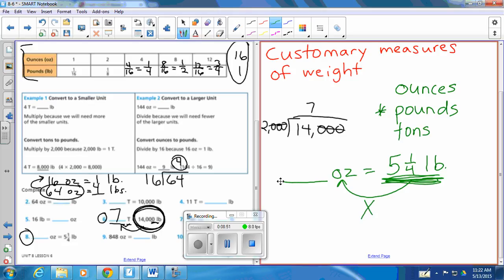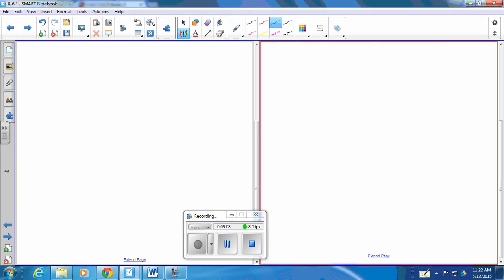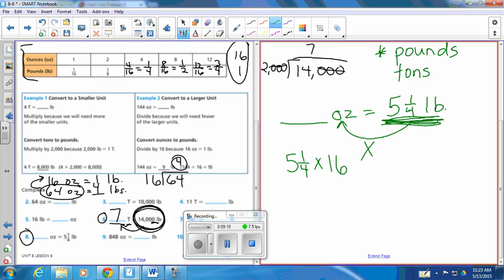Multiply. Okay, so multiply by what? Why 16? It's how many ounces are in each pound. Okay, so in order to do this, there's a couple ways we can solve this. My first thinking is to turn this into an improper fraction, which would be 5 times 4 is 20 plus 1 is 21. And then I put this over 1 to make it an improper fraction as well.